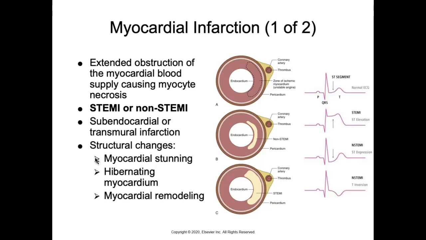And this is really due to alterations that we have within the electrolyte pumps and the calcium homeostasis within the tissues. Our hibernating myocardium is going to be when this tissue is persistently ischemic and it undergoes these metabolic changes to prolong these myocytes' survival until the perfusion can fully be restored.